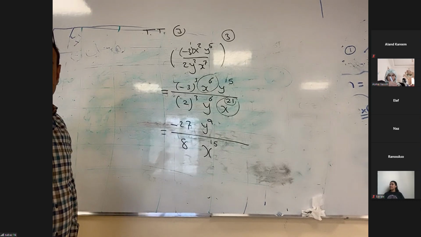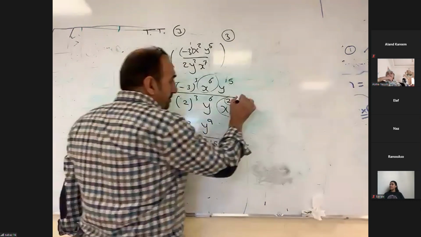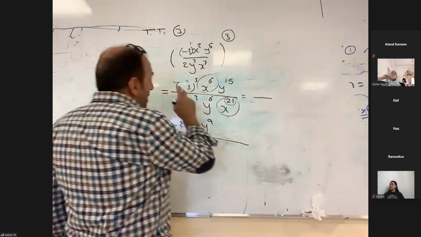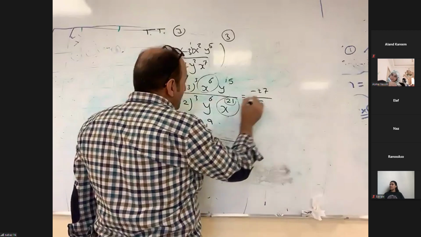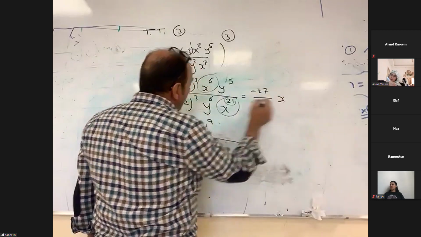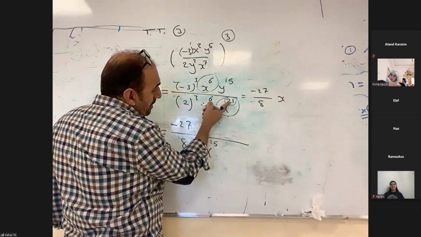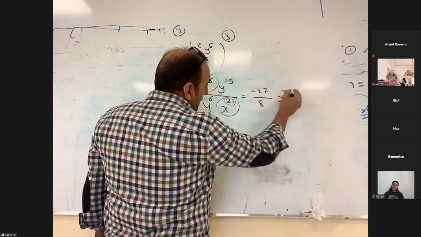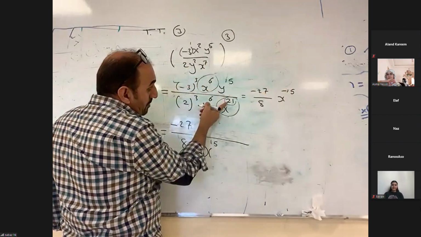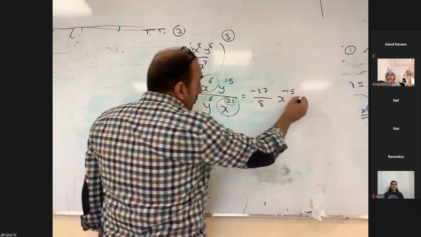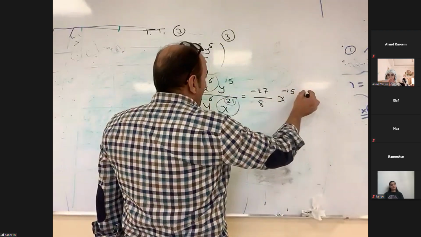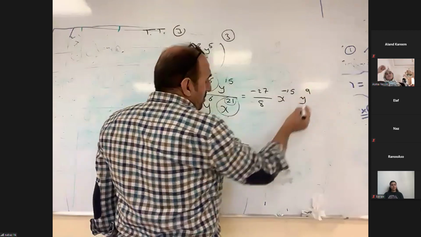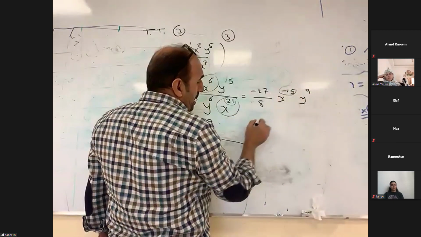Some of the students do it like this. This will be negative 27. This will be 8. He said x to the power 6 minus 21, it is minus 15, right? And y to the power 15 minus 6 will be 9, right?